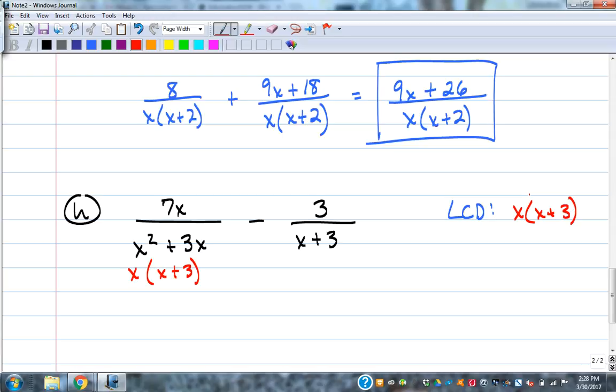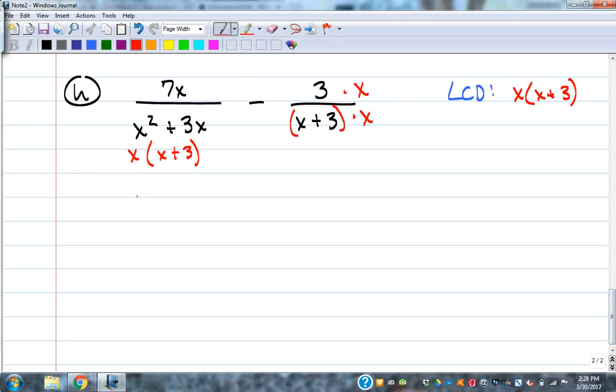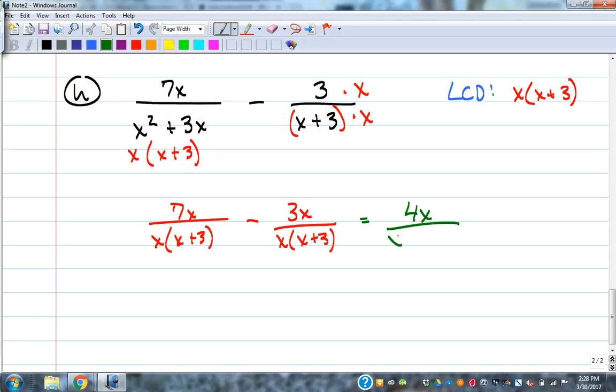This one already has both pieces. This one needs which piece? It needs the x. So I'm going to multiply the bottom and the top by x. When I do that, I'm going to end up with 7x over x plus 3 minus 3x over x plus 3. I've got the denominators the same now, and I can subtract. If they're like terms, put them together. 7x minus 3x would be 4x over x plus 3.